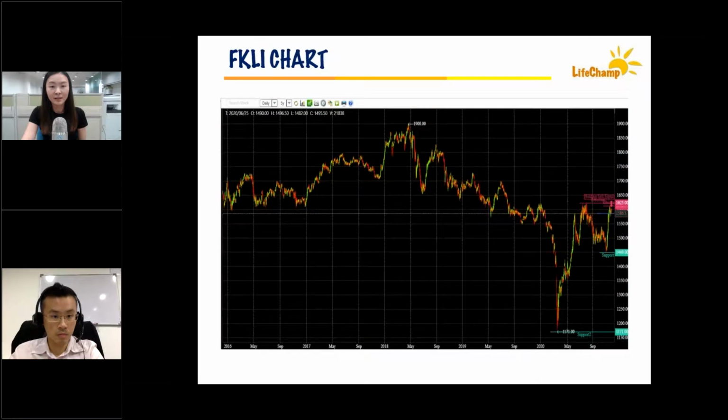This is the FKLI daily chart for the past 5 years. It is hanging around slightly below 1,600. Whether it will break through or not, we will see.